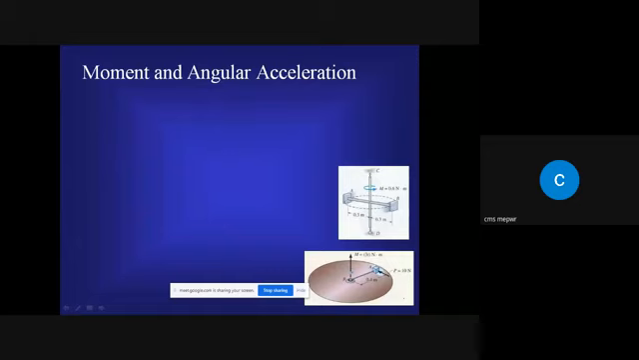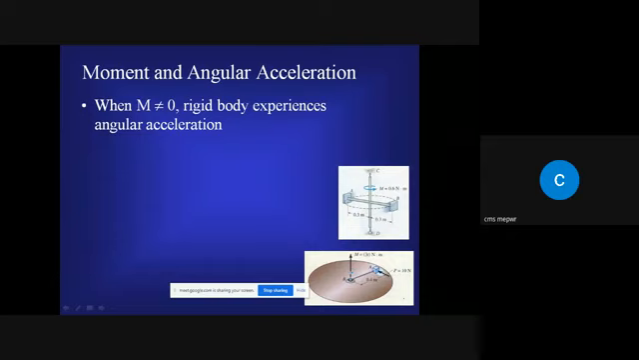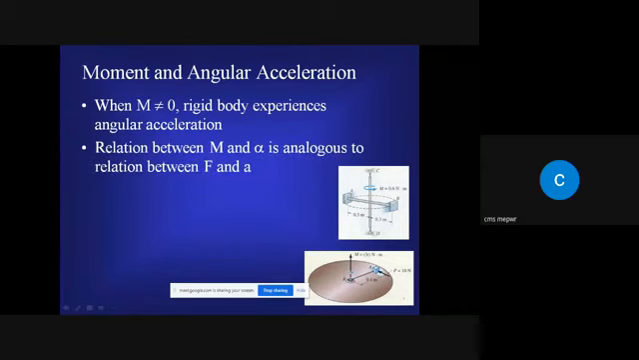So what is moment and what is angular acceleration? You are already aware of this. Whenever the moment, which is the product of applied force and the moment arm, is not zero, then the rigid body experiences angular acceleration. It has angular motion. The relationship between M and alpha is the same as the relationship between F and a. It's of similar nature. For example, F is equal to ma, and similar is the relation of M and alpha.